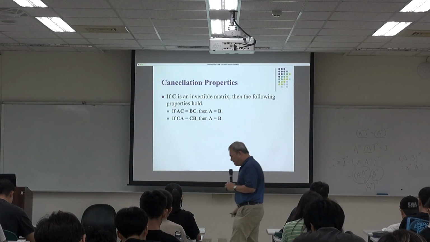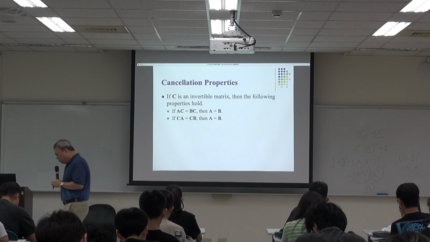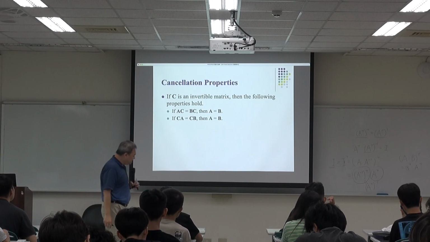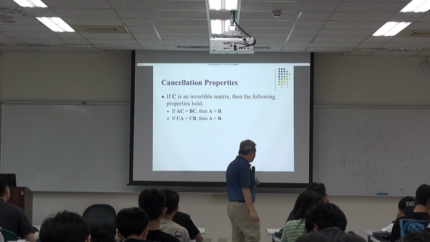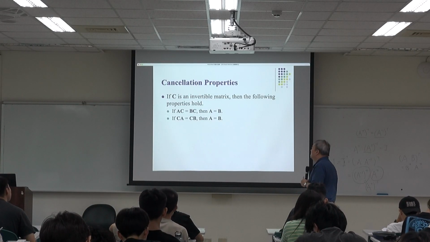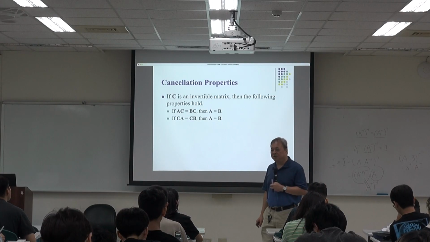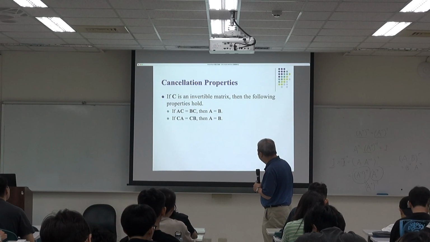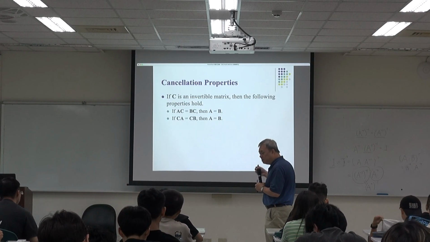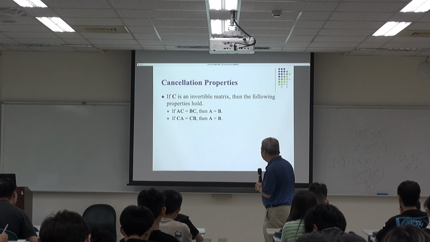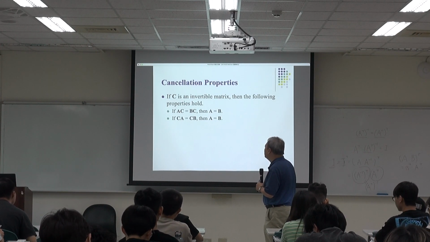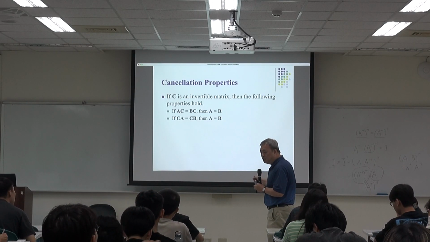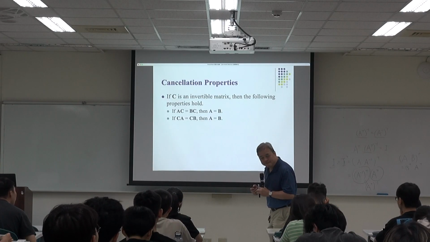And then we can talk about the cancellation property. Previously, as I said earlier, if there are no given criteria, this cancellation does not work for the general case. But if C is an invertible matrix, then the following properties hold. If AC equals BC, then A equals B. If CA equals CB, then A equals B. The cancellation works now. Why?